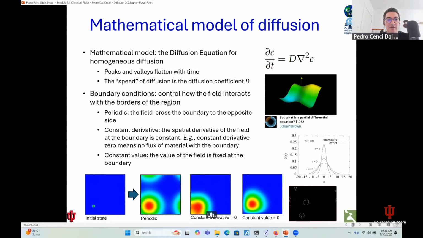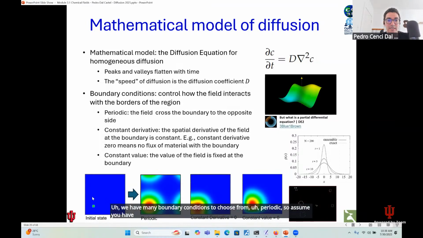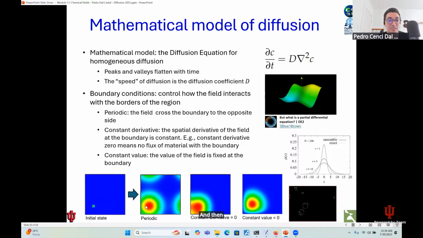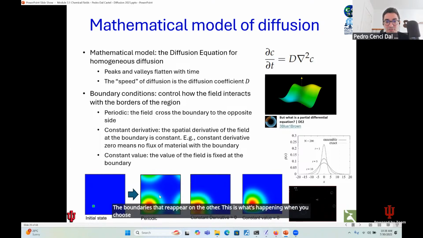We have many boundary conditions to choose from. Periodic, so assume you have an initial state like this, a droplet, and then periodic boundary conditions allow the field to cross the boundary and reappear on the other side. There is a GIF here of the Asteroids game where things cross the boundaries and reappear on the other side. This is what's happening when you choose a periodic boundary condition.